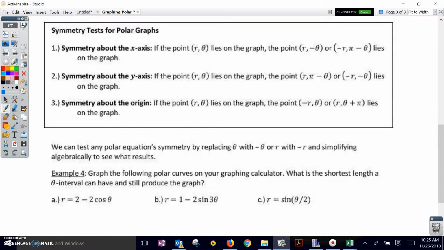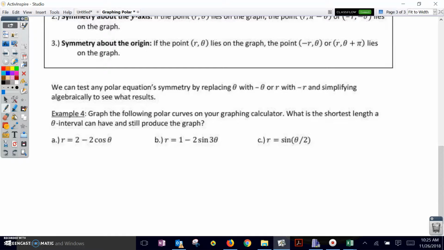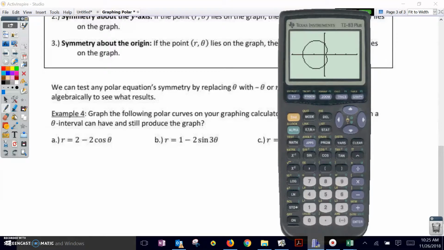Alright, let's look at this last one. Example 4. We're going to graph these polar curves on our graphing calculator and figure out what the shortest length theta interval can be and still produce the complete graph of what we're looking at. Alright, so let's start with 2 minus 2 cosine of theta.